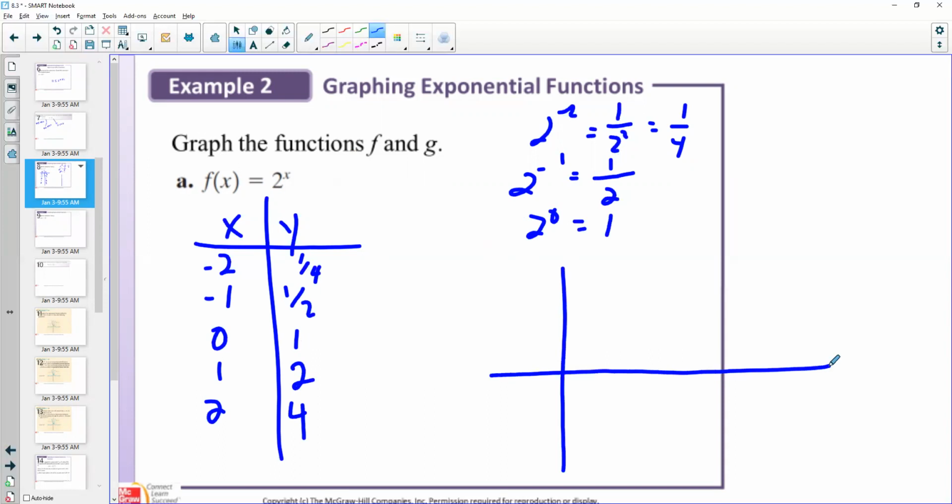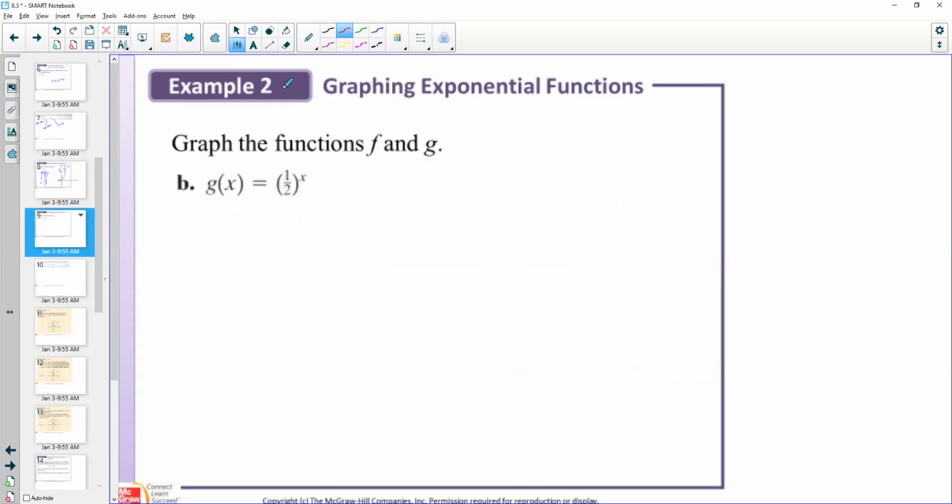Let's make our little graph. How high do I need to go? All right, so when x is negative 2, y is way down, it's like a fraction, right? So it's way down here. When x is negative 1, it's a half, it's creeping up. At 0, it's 1. At 1, it's 2. At 2, it's 4. So these look like a curve this way, okay? Notice these are one-to-one functions. So that's the first graph.